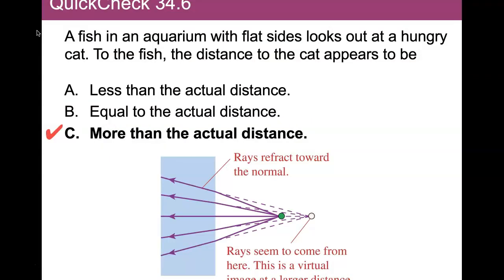Right. So those are the rays, right? This is the cat. These are lots of rays from the cat, and they all bend toward the normal, which is the horizontal line here. So if you trace them back, the virtual image of the cat is going to be a longer distance from the interface than where the cat is.